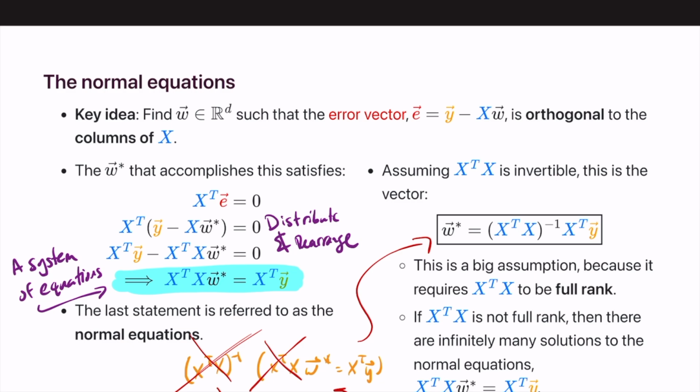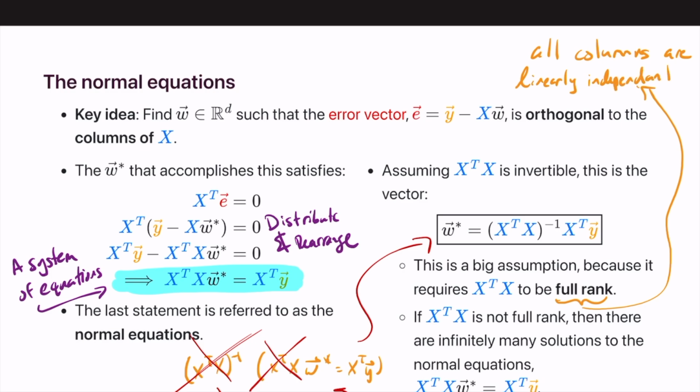So this idea here is important. Maybe I'll write this down, it's good. So full rank means that all columns are linearly independent.